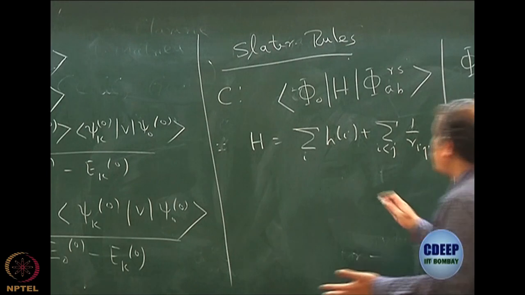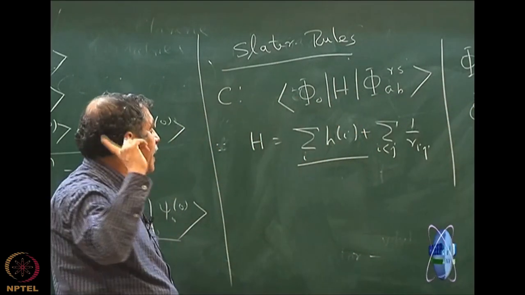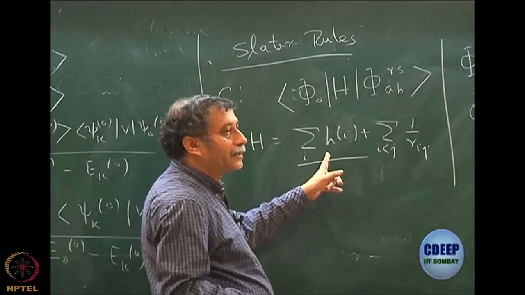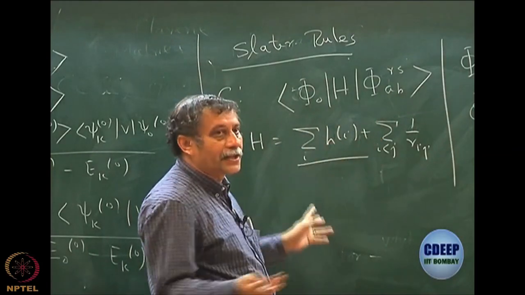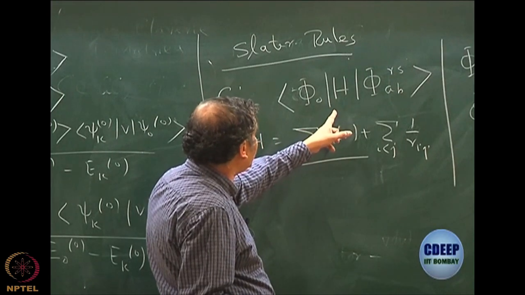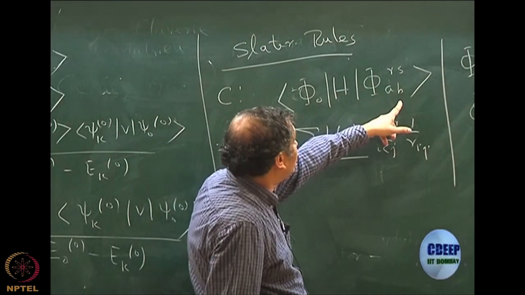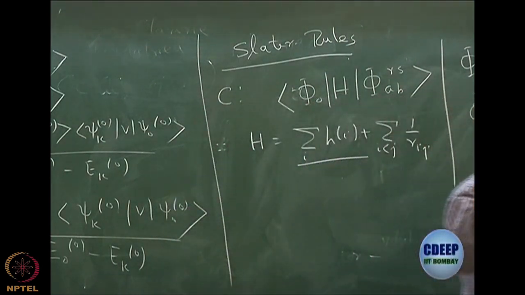So the first part does not contribute to this. Remember, in type B, the first part gave only one integral, AhR, right? In this case, it does not contribute, very simply because h is a one particle operator. So whenever you put this here, at least one of the spin orbitals between this and this will be different, because I had two differences. So with h of 1, you will be able to connect one difference, but the second difference will directly integrate, and hence it will always become 0.